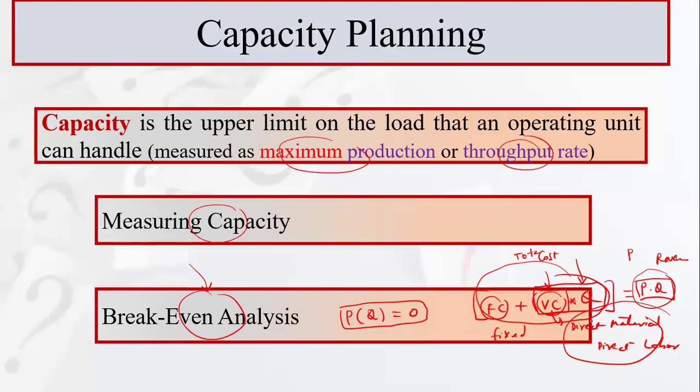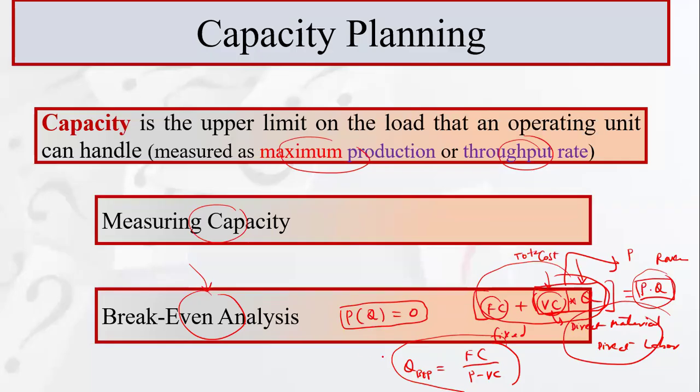So if both are equal, that Q is the break-even quantity, called the break-even point. Look at the other one: you take this to the other side and take Q common. So P minus VC multiplied by Q. Then you take the Q to one side, so fixed cost divided by price minus variable cost. This is the break-even point.